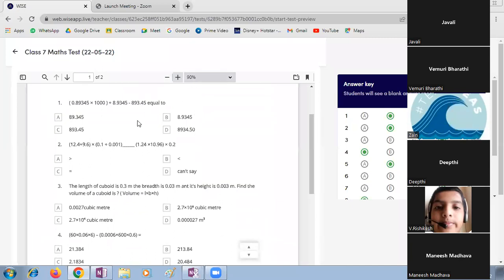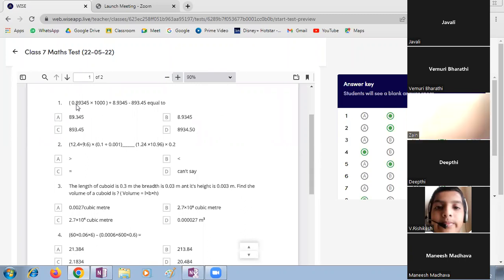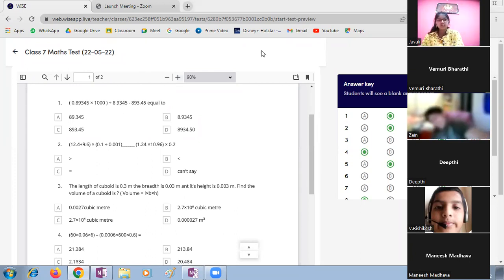Children, the first question was very interesting. You can just multiply. Shall we discuss the question? There are three zeros, that means you are multiplying by a thousand. Thousand means your decimal jumps three places towards the right side, children. So the decimal comes after the three. So 893.45 plus 8.9345 minus 893.45. This is minus and this is plus, they get cancelled. Only the middle term is the answer.